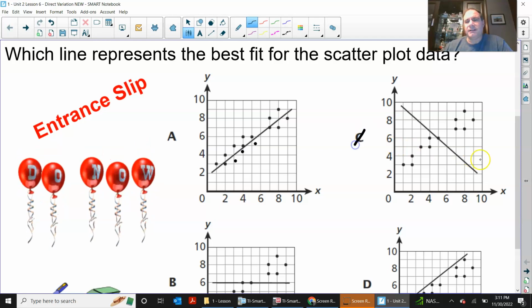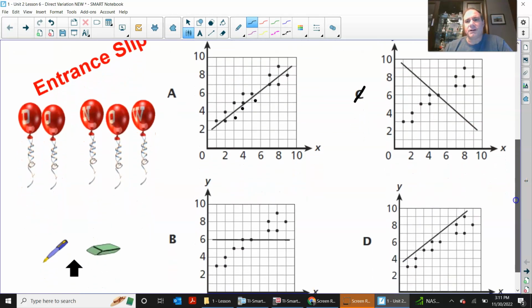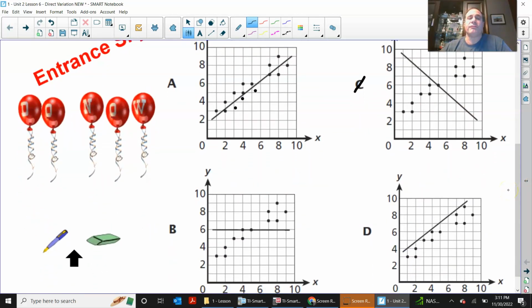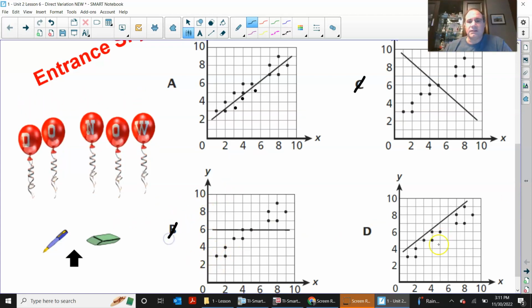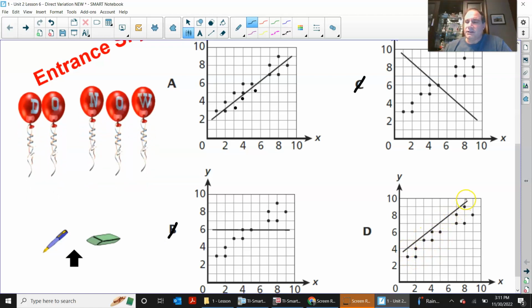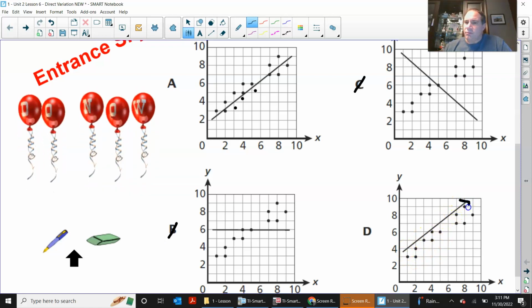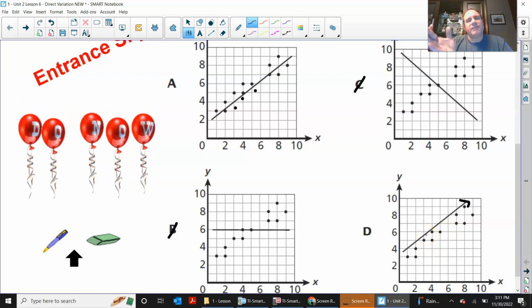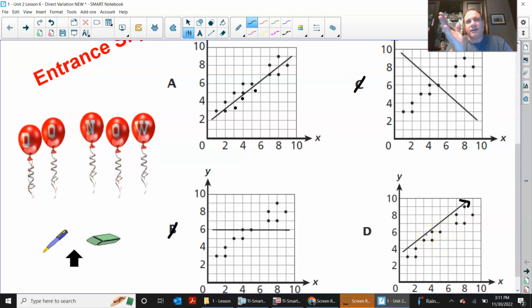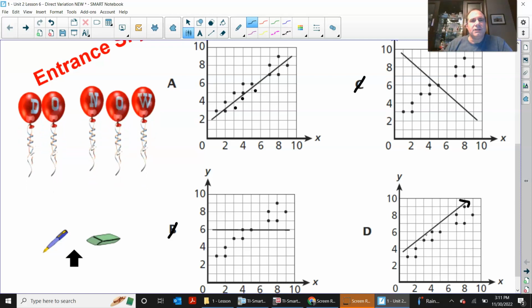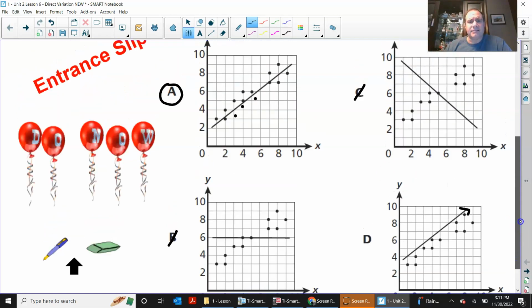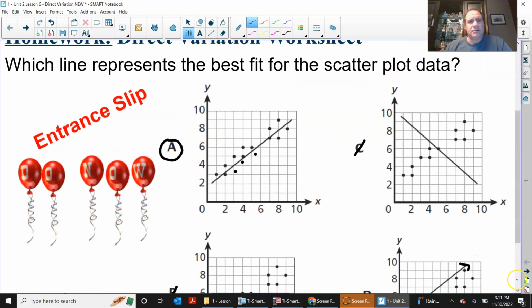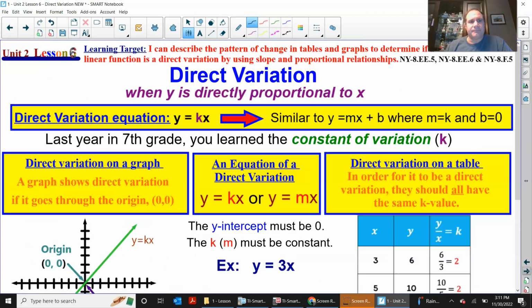C is definitely incorrect because you're supposed to draw a trend line that goes through the center of all the points. B is incorrect. You would not have that. And D looks like it's okay, but the trend line is a little bit too far up and above the points. So A is your answer. That is the best trend line, the best fit.